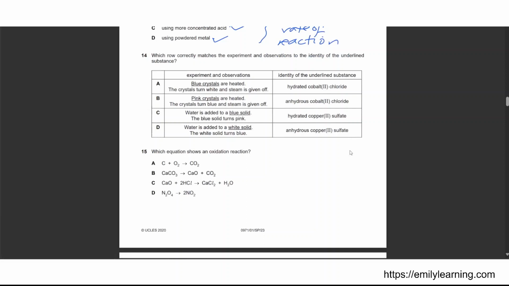Moving on to question 14, which row correctly matches the experiments and observations to the identity of the underlying substance? So let's take a look at this. Blue crystals are heated, the crystals turn white and steam is given out. So basically the hydrated crystals turned into anhydrous ones. The blue one is the hydrated cobalt(II) chloride.